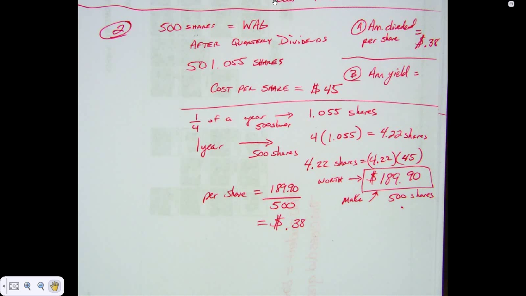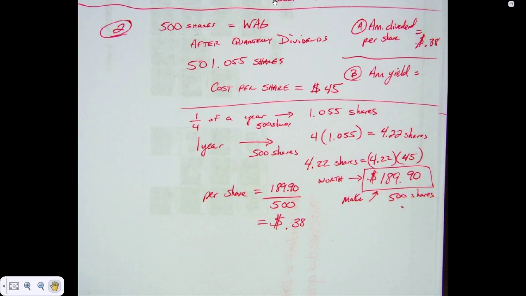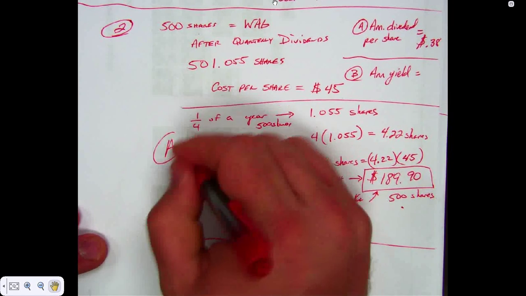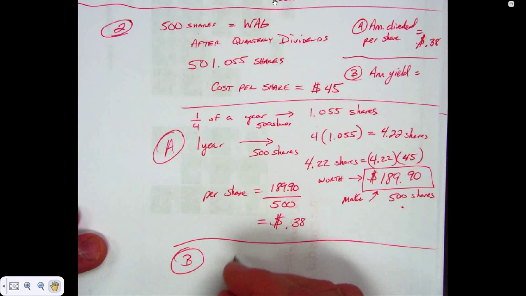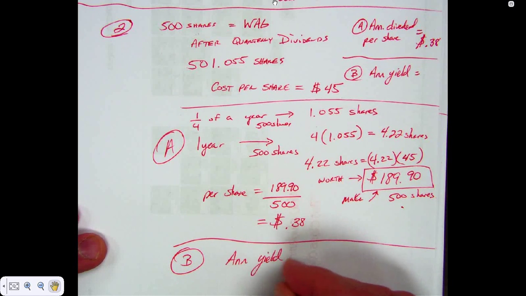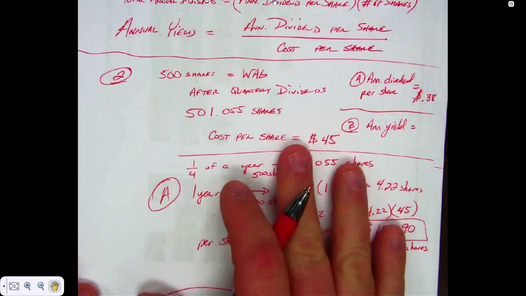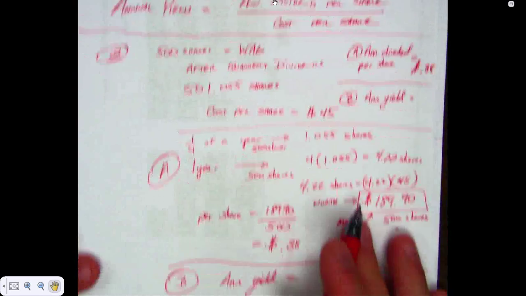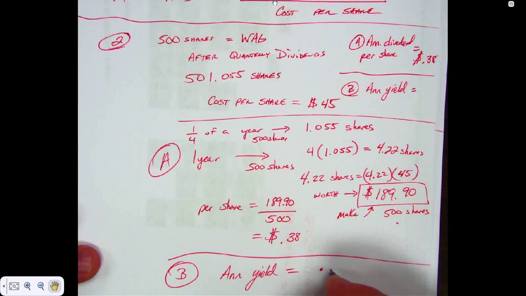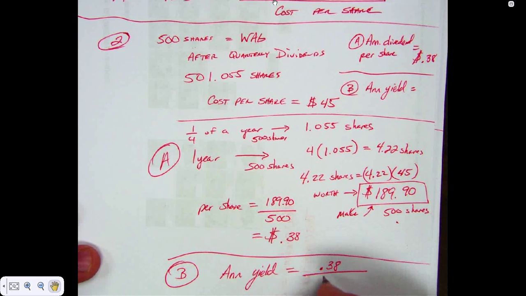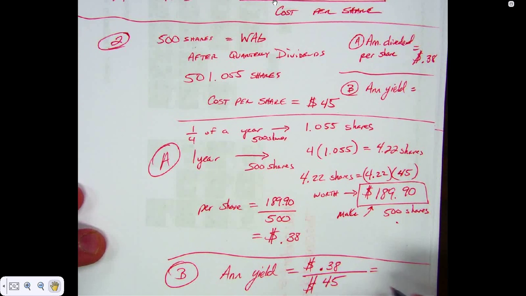Okay. Now, your annual yield. This is all fine, part A. Part B, your yield. Well, what does it say? Annual dividend per share divided by cost per share. So that's 0.38 divided by the cost per share, which is 45. What do you get when you divide 0.38 by 45?